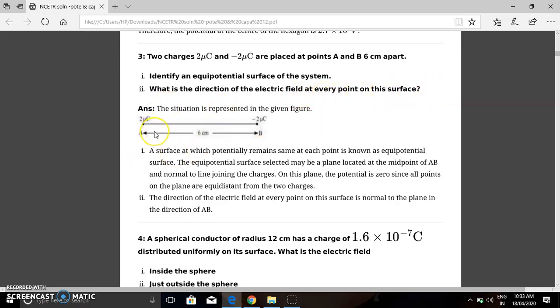So in order to solve these numericals, my dear students, it is very clear that if you find the equipotential surface, a surface at which potential remains same at each and every point, it is known as equipotential surface. And in order to find equipotential surface for this given system, the equipotential surface selected may be plane located at the midpoint of AB. If you see the equipotential surface for uniform electric field, it is already given. If you see the previous expression, so it is given.